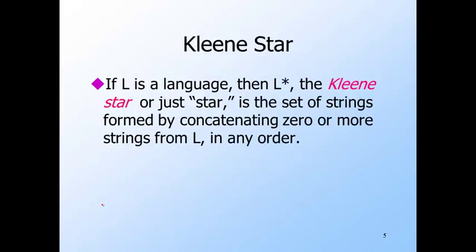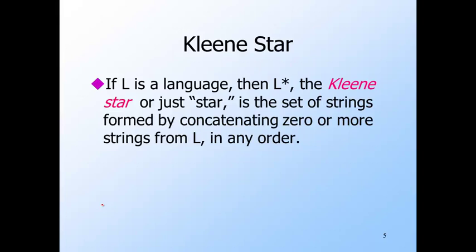Okay. Kleene star is probably something that you're least familiar with. If L is a language, then L star, which is called the Kleene star or just the star operator, is the set of strings that you can form by concatenating 0 or more strings from L in any order. That is, you can take no strings from L, that would give you the empty string. You take one string from L. You take two strings from L, there can be any two strings, they don't have to be the same. You can concatenate them. You can take three strings from L, concatenate them, and so on.